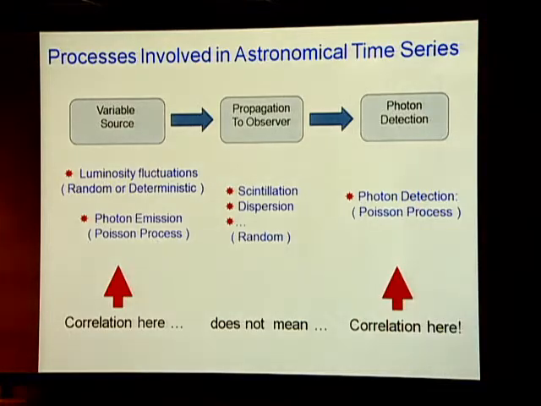This is a bit complicated, but I stress this because in the literature you'll see a lot of confusion between these processes, and statements made that correlation here implies that you cannot do certain things here because the data are not uncorrelated. And that's not true at all of this photon detection process. This is completely an uncorrelated or independent process, even if there are strong correlations here.